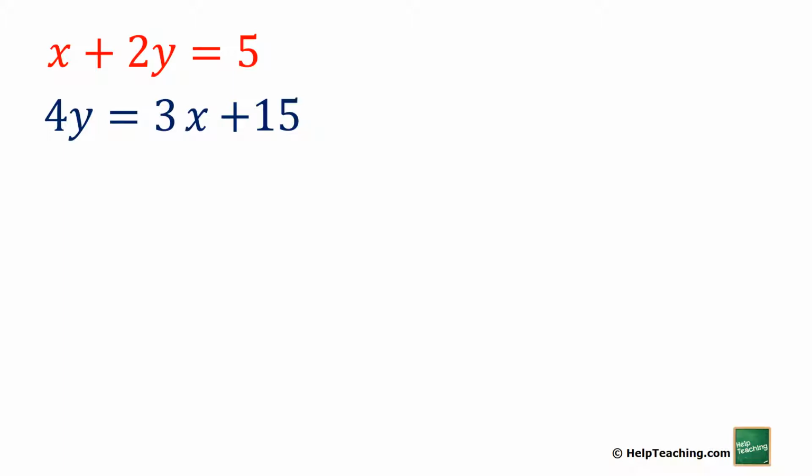In order to begin, I'm going to try to figure out which would be the easiest variable to solve for. In this case, it looks to me like x would be the easiest. I can find a definition for x by simply subtracting 2y from both sides, and I get x is equal to negative 2y plus 5.